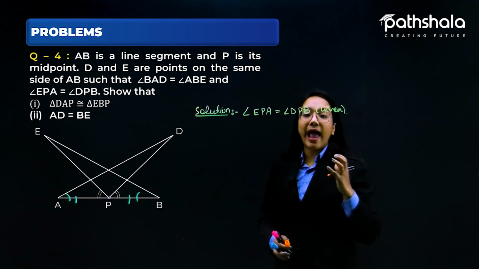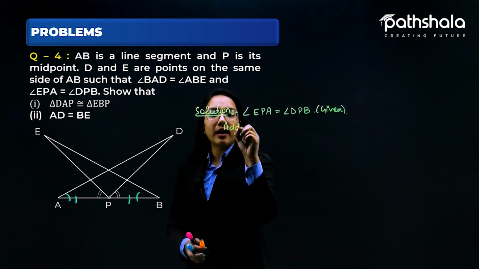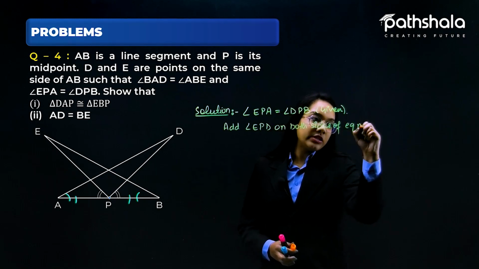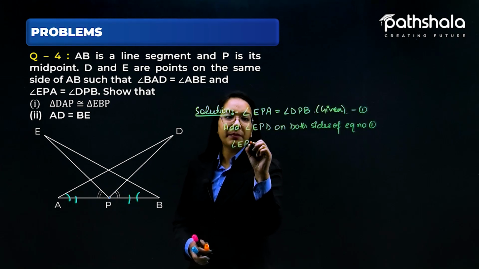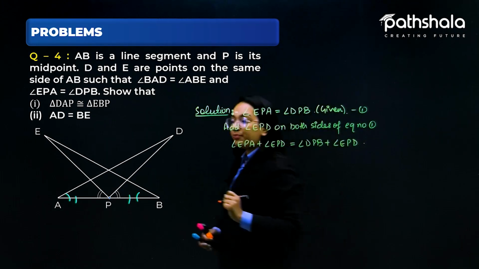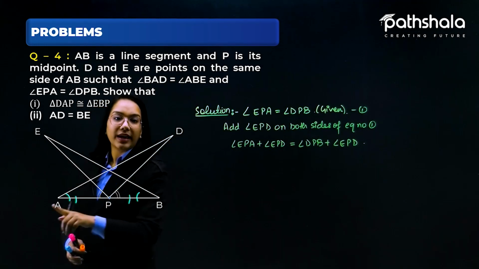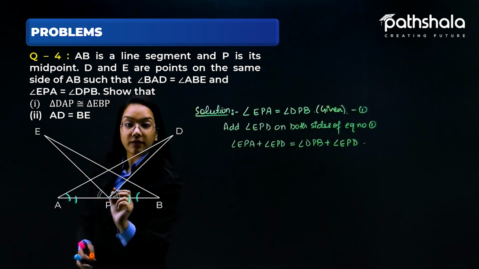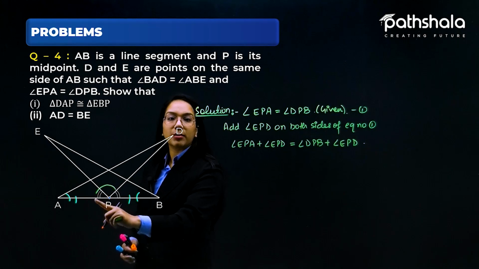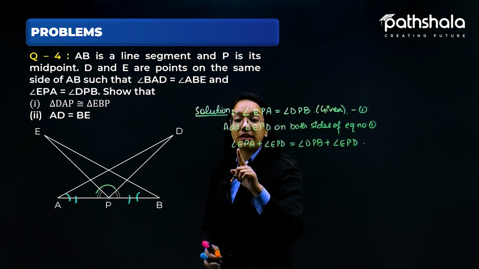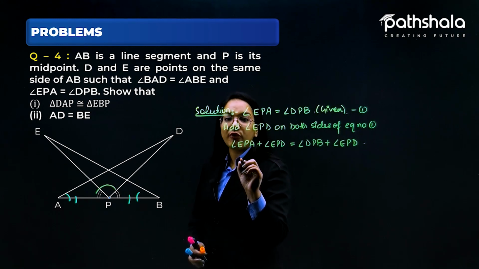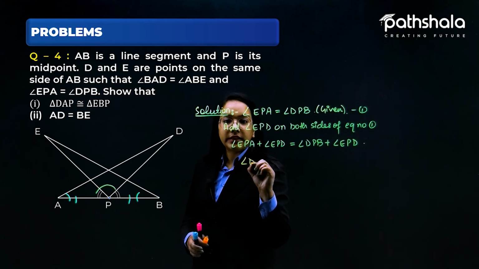Let us suppose I add an angle EPD on both sides of equation number 1. So this is EPA plus EPD, which is equal to DPB plus EPD. Here we are talking about the summation of this angle and this angle, which implies that this is a whole angle. We have EPA plus EPD, which forms the whole angle DPA.